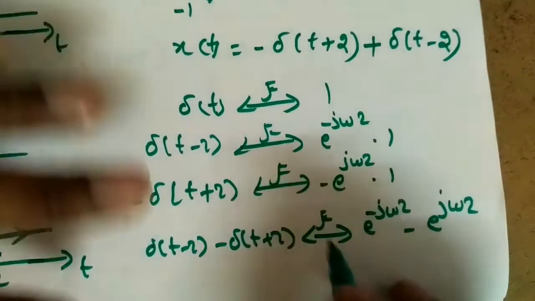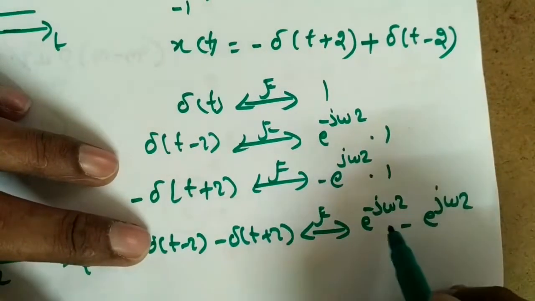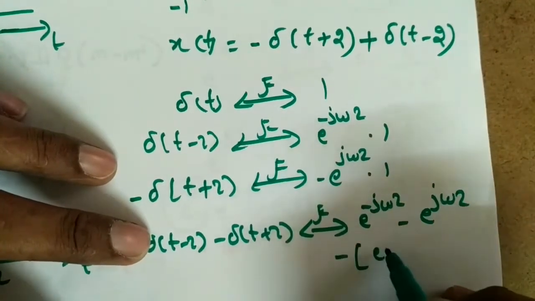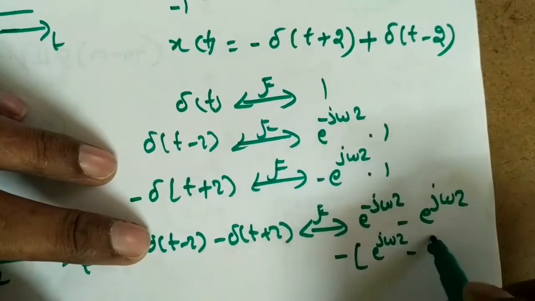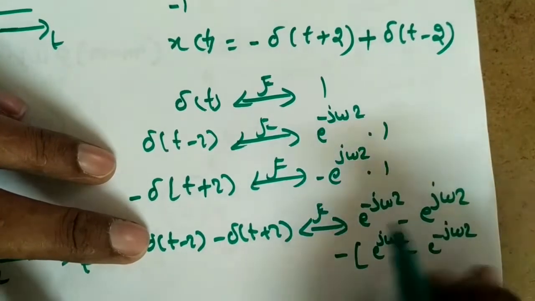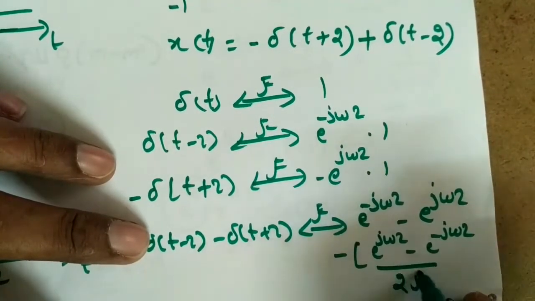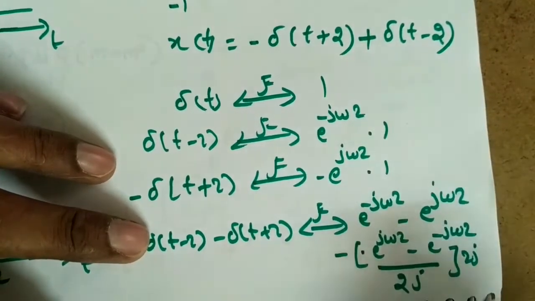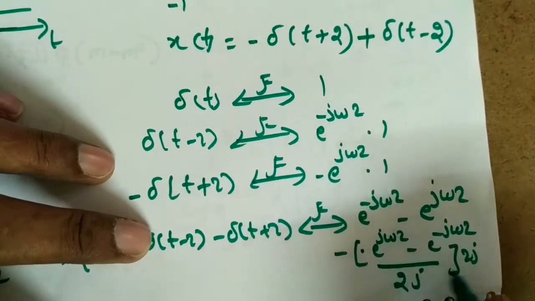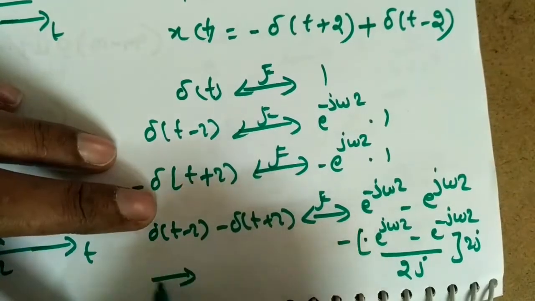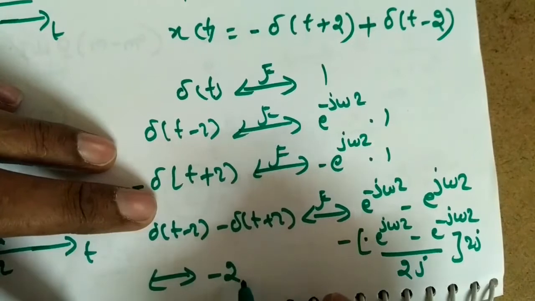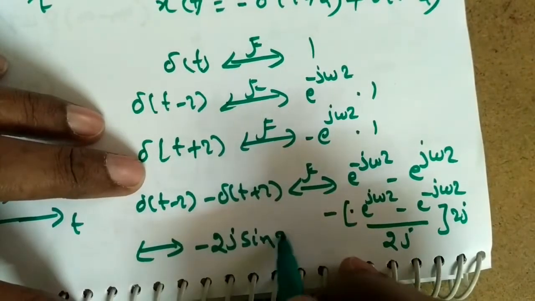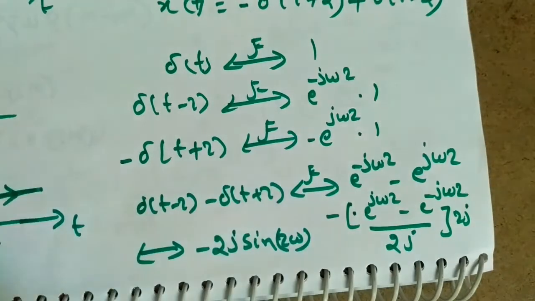We can simplify this one. It is looking like e power j theta minus e power minus j theta. So if I take minus common, it will become e power j omega 2 minus e power minus j omega 2. So 2j is missing, so I will put 2j here and 2j in the numerator. So it is sine 2 omega into 2j. So the final answer is minus 2j into sine 2 omega, right?